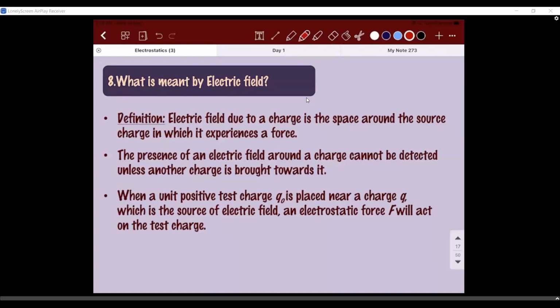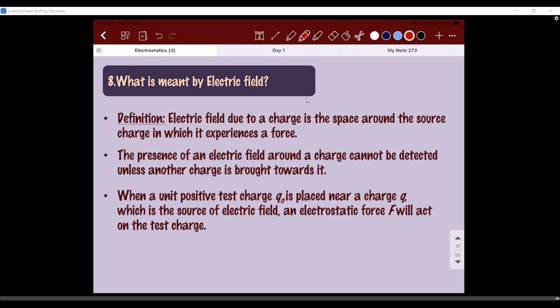Now we need to concentrate on the next part that is called electric field. So this is the 8th topic that we are going to discuss. As the name suggests, what do you mean by electric field? Electric refers to charges here, and field is a region. So electric field basically means if you have a charge and you are able to define a region around the charge where you try to bring another charge, it will start experiencing force.